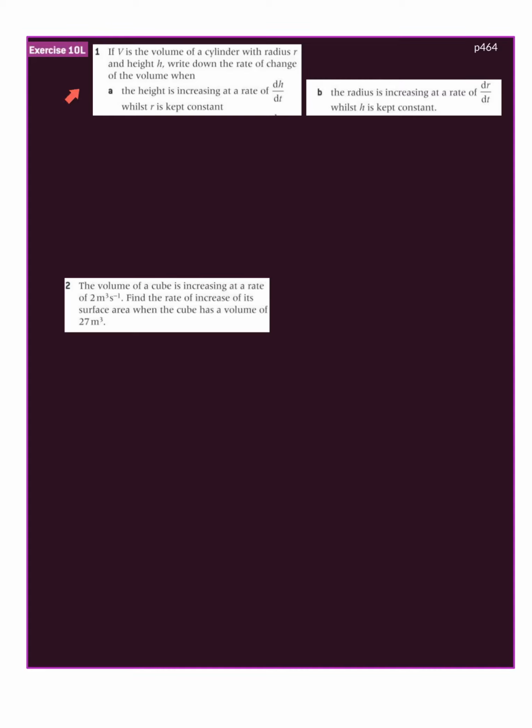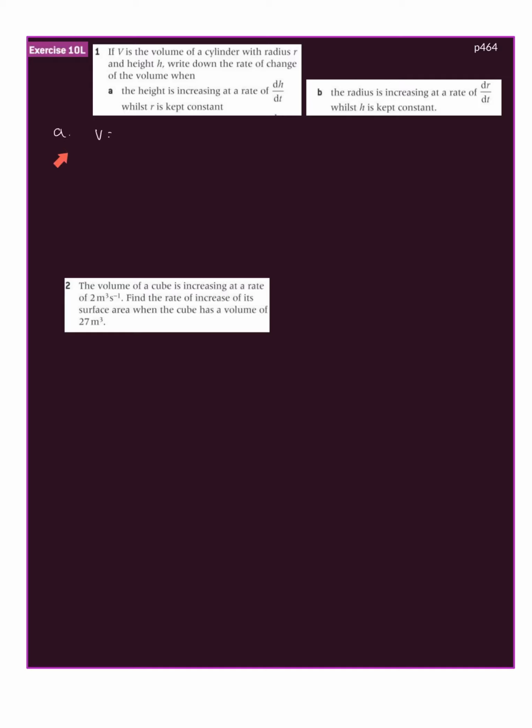Let's have a look at 10L number 1. If V is the volume of a cylinder with radius r and height h, write down the rate of change of the volume when A, the height is increasing at a rate of dh/dt, whilst r is kept constant.